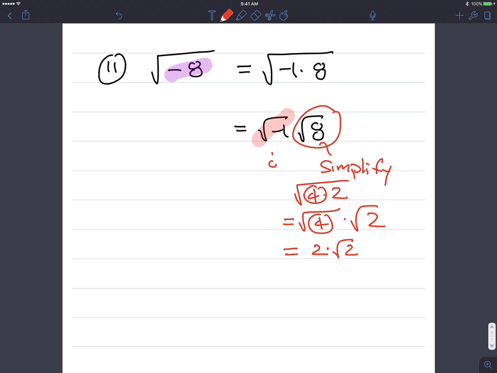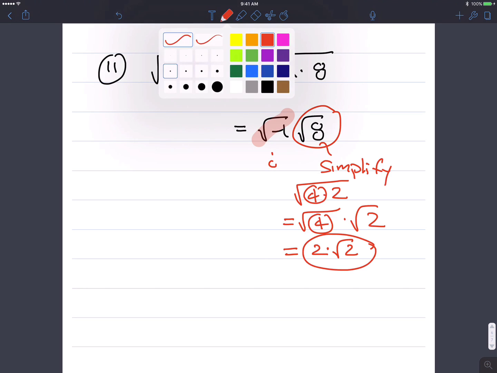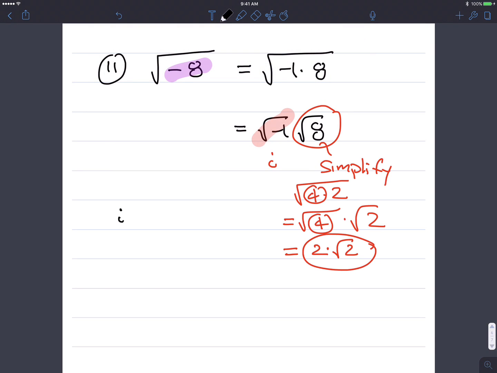So the square root of 8 gets replaced with 2 times the square root of 2. Altogether, I have i times 2 times the square root of 2. Now remember, I suggest you write your answer where i is at the end, and make sure that this i is not under your radical for the square root of 2. This is how we write our answers in complex number form.